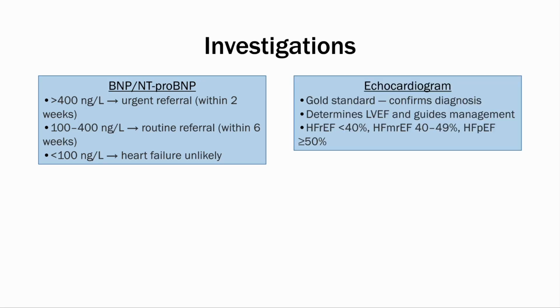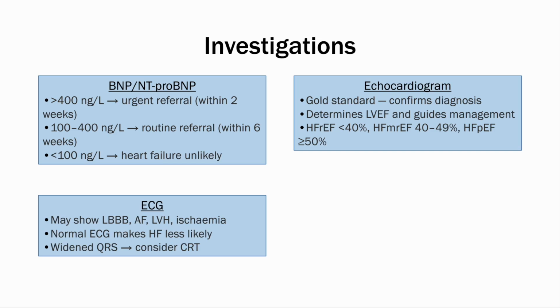The gold standard investigation to confirm the diagnosis of heart failure is an echocardiogram. It measures the left ventricular ejection fraction directly and tells us which type of heart failure we're dealing with, which is crucial when we think about the management. An ECG may show something like a left bundle branch block, atrial fibrillation, left ventricular hypertrophy, or signs of ischemia. A completely normal ECG makes heart failure less likely. If you see a widened QRS, it is worth flagging, as it may indicate the patient needs cardiac resynchronization therapy later.